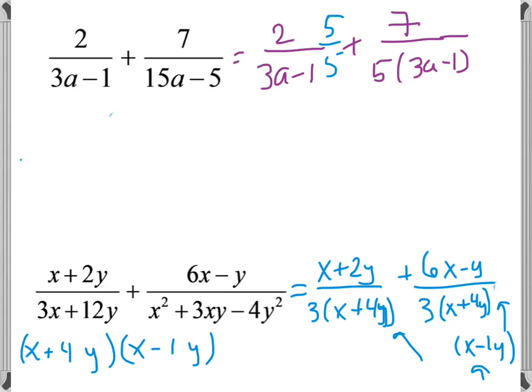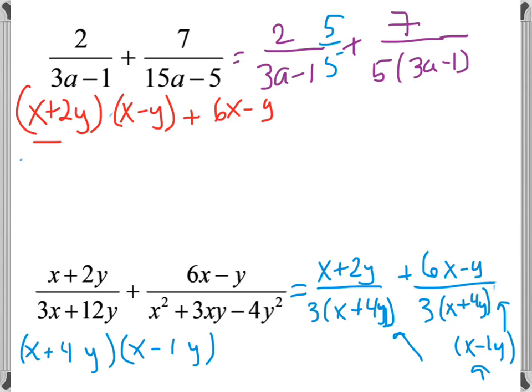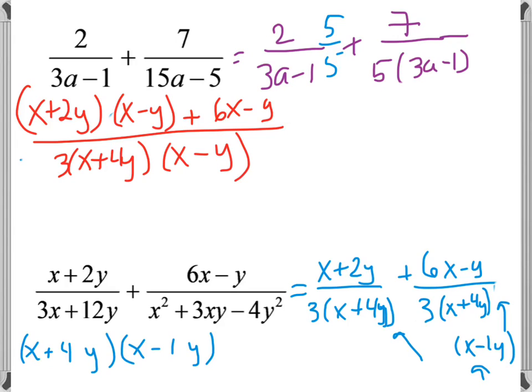So the first one is going to be x plus 2y times x minus y. And the numerator of the second one is going to be plus 6. I don't have to do anything to it. And the common denominator is going to be 3 times x plus 4y and x minus y. I changed the x minus 1y to x minus y. Okay, now let's FOIL out these two to simplify them.